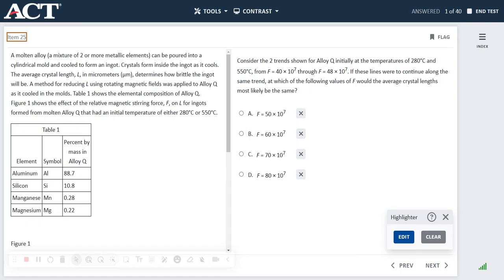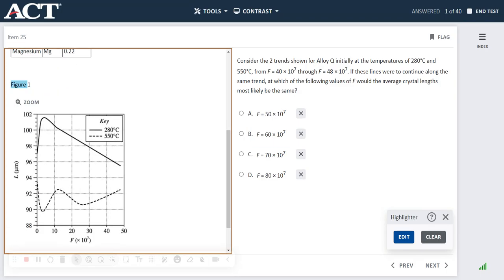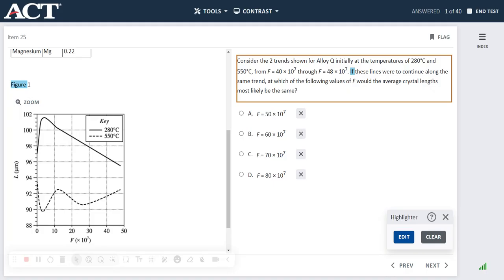Consider the two trends for alloy Q initially at the temperature of 280 and 550. So we're going to be in figure 1 again. From 40 to 48. So this is the last little part of the lines. If these lines were to continue, at which of the following values would their crystal length be the same? This is where it would be nice to have this on paper, or where ACT will give you a drawing tool. So you're going to have to kind of guesstimate, and it's going to come out about right there. That's where they're going to combine. So I'm going to say that's at about 60. So B.